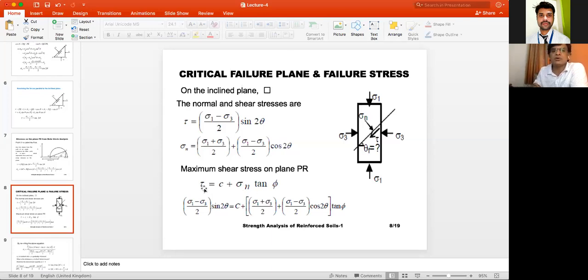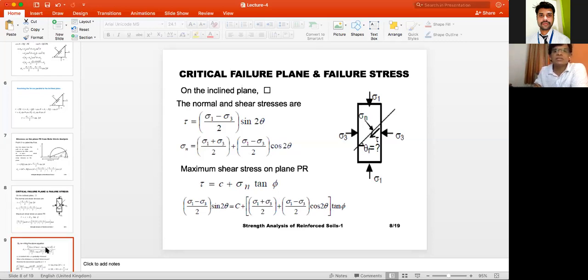Where tau, if you substitute these values in this equation, is equal to (sigma 1 minus sigma 3)/2 sin 2 theta. That is equal to C plus the normal stress, which is (sigma 1 plus sigma 3)/2 plus (sigma 1 minus sigma 3)/2 cos 2 theta, multiplied with tan phi.